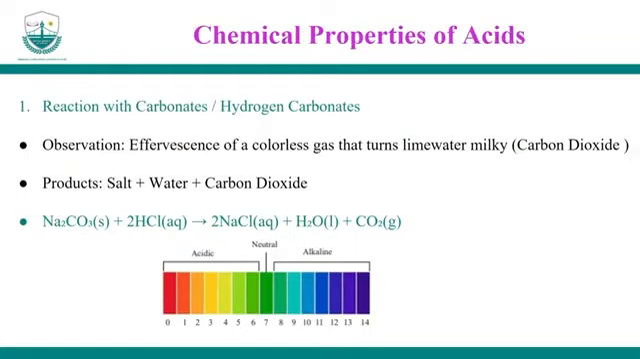So the chemical properties of acids. Acids react with carbonates or hydrogen carbonates to produce a colorless gas that turns lime water milky. That means that gas is basically carbon dioxide. So when you take an acid and add it to a carbonate or a hydrogen carbonate, you have a gas emitted. You have a corresponding salt and water as the other products.